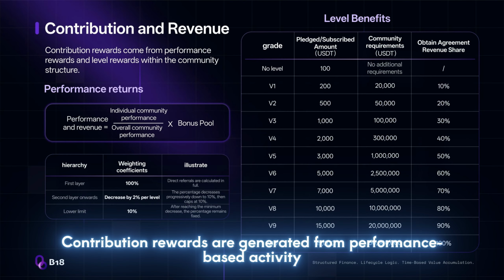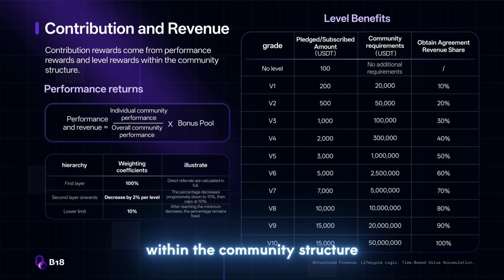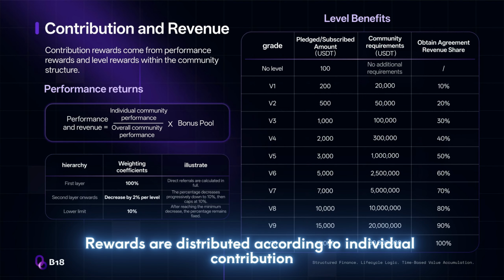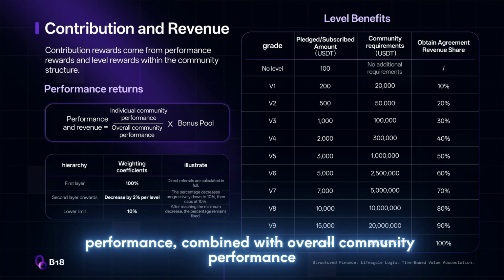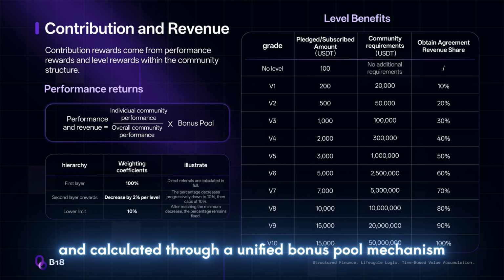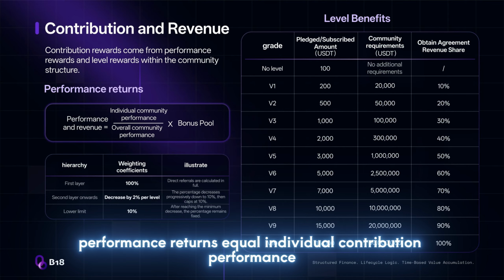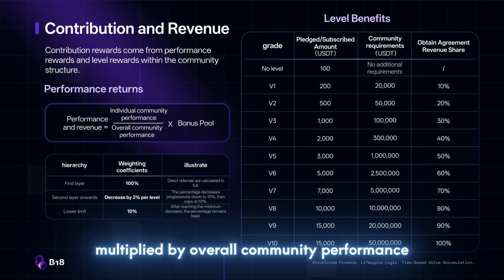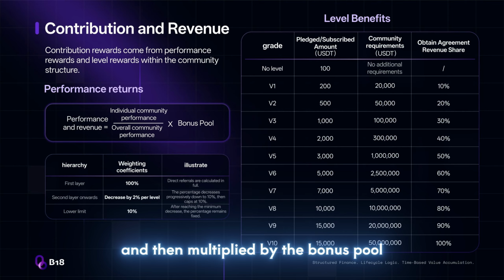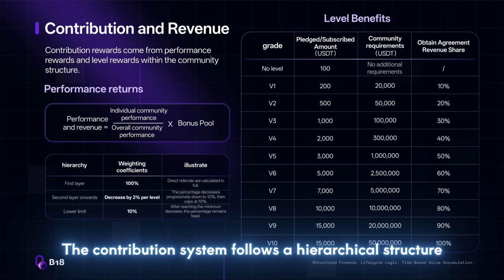Contribution rewards are generated from performance-based activity within the community structure. Rewards are distributed according to individual contribution performance combined with overall community performance and calculated through a unified bonus pool mechanism. In simple terms, performance returns equal individual contribution performance multiplied by overall community performance and then multiplied by the bonus pool. The contribution system follows a hierarchical structure.